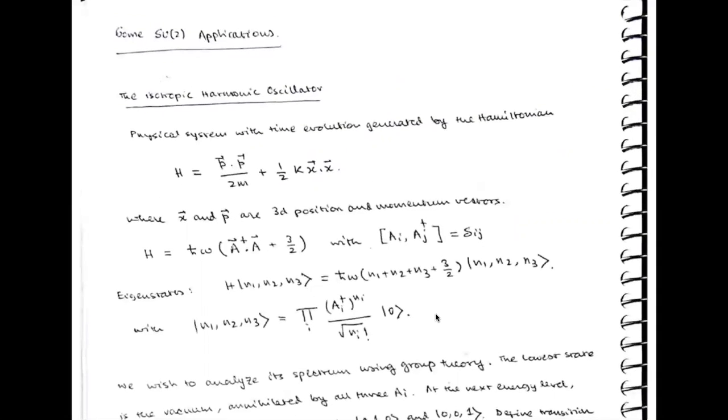We looked at the isotropic harmonic oscillator in the previous lecture, and today we're going to look at the Bohr atom. Bohr's hydrogen atom is a very important thing in quantum mechanics.